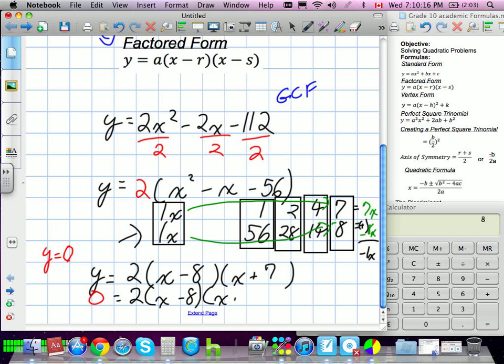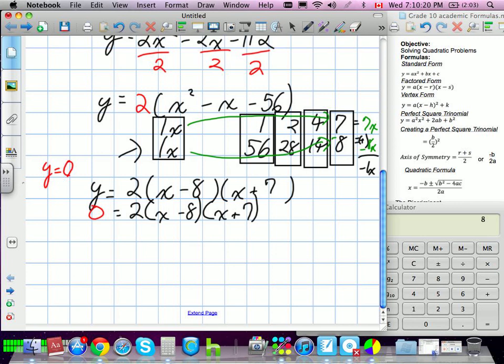Now, we're just going to try to make sense of this. What this means is 2 times some number times some number. Okay. Now I want to isolate for the x's. So how would I get rid of this 2? What can I do to get rid of that 2? Divide it by 2. Yeah. We're going to divide both sides of the equation by 2. Okay. We're going to see how that affects things.